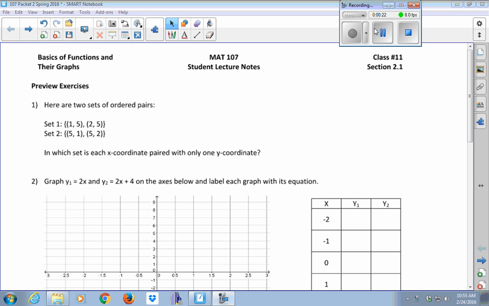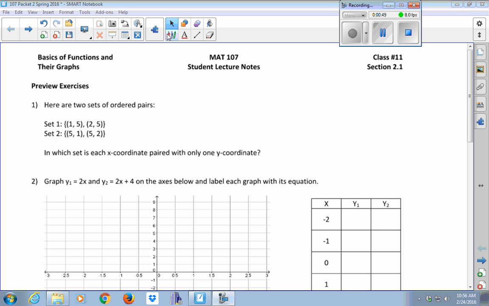So this was purposely designed to start you to think about the definition of what it means to be a function, which we'll be talking about for the rest of the class, and every math class you take after this point will deal with functions. So in which set is the x coordinate paired with one and only one y coordinate? Which set? The first set, right.